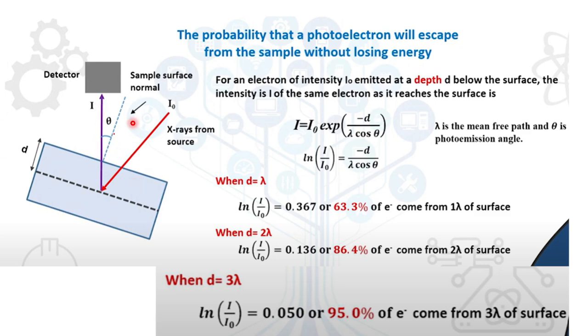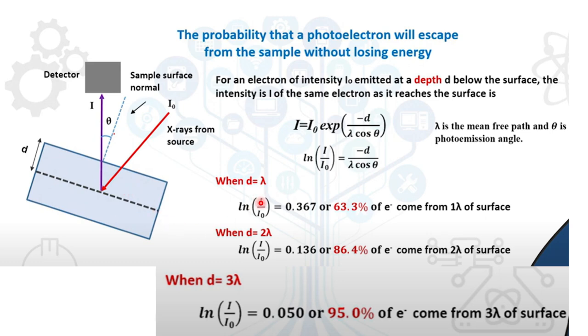So for an electron of intensity I0 emitted at a depth d, for example, say from here that electron is ejected, the intensity I equals I0 times exponential of minus d by lambda cos theta, where lambda is the mean free path and theta is the photoemission angle. What is mean free path? Mean free path is how much path the electron travels before ejecting out from the atom.